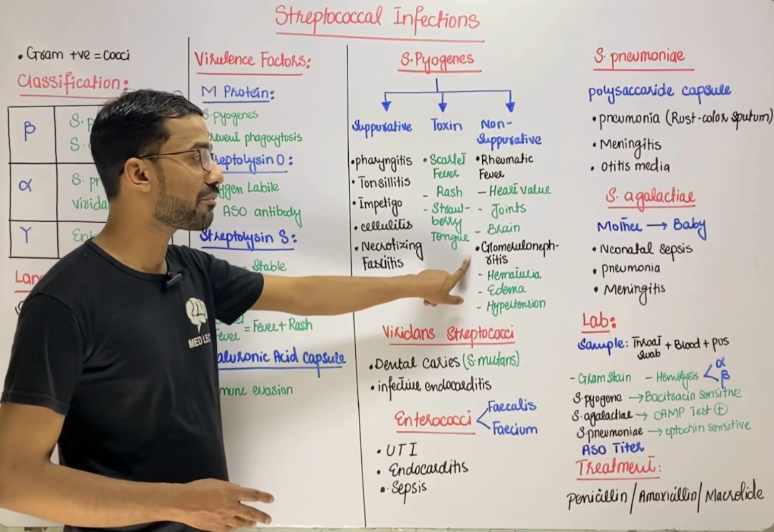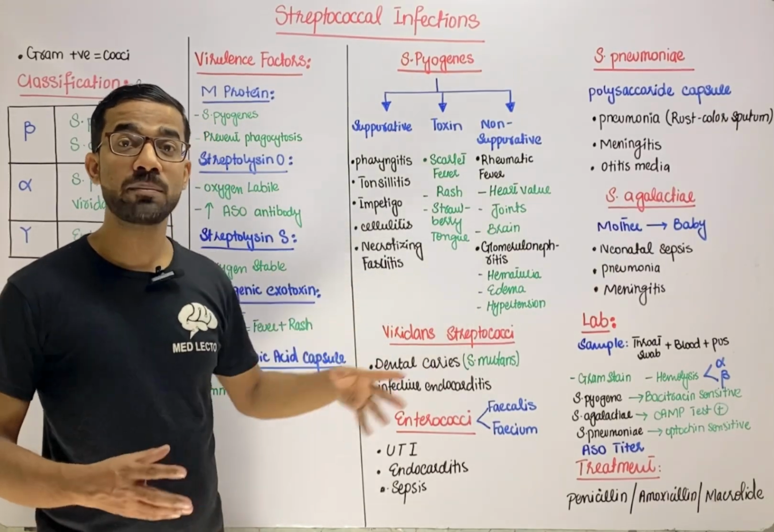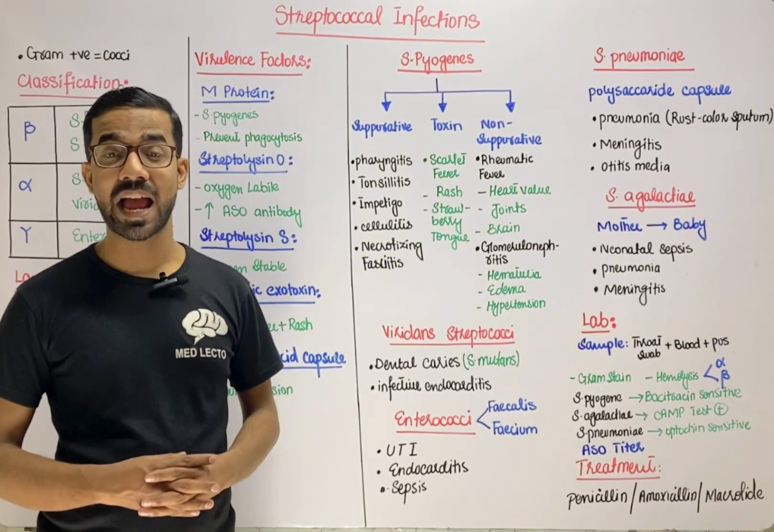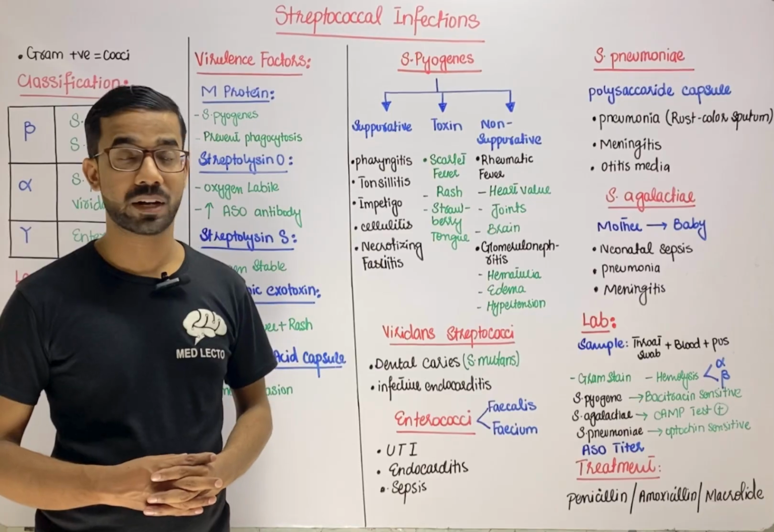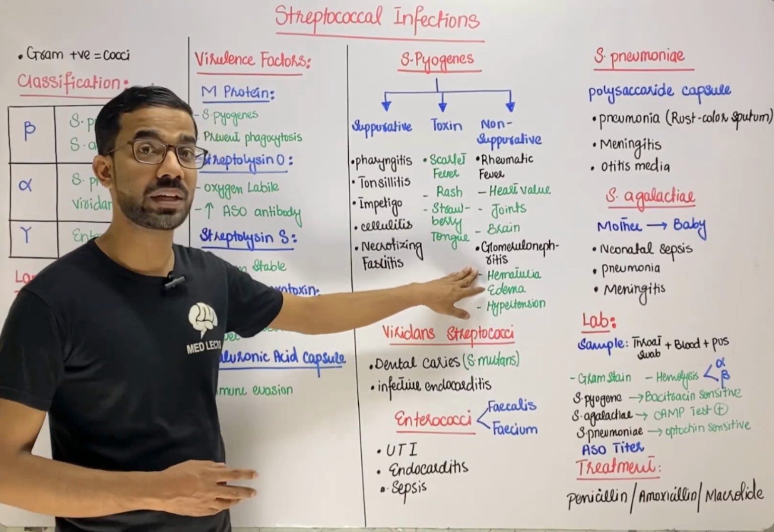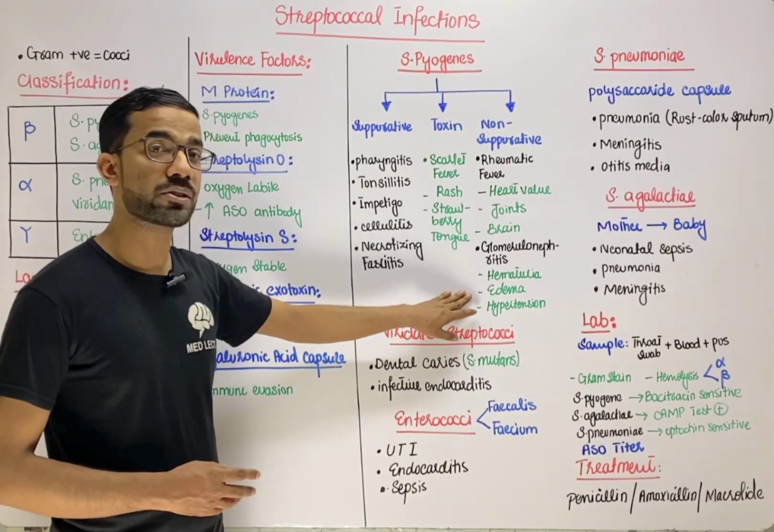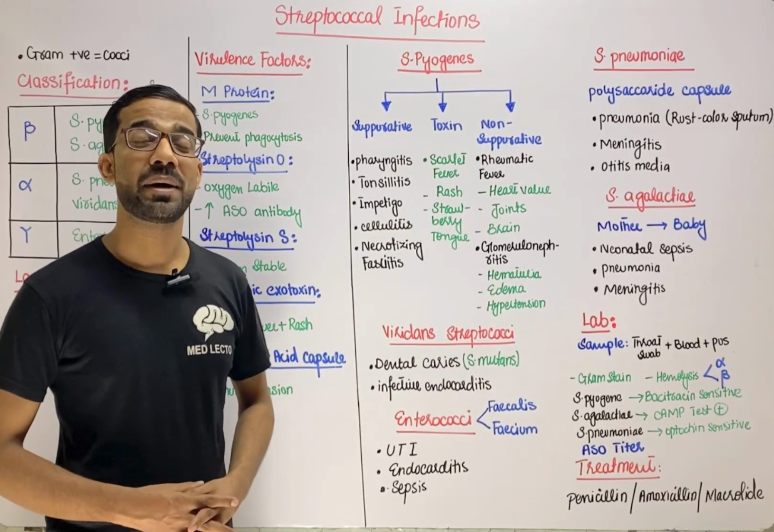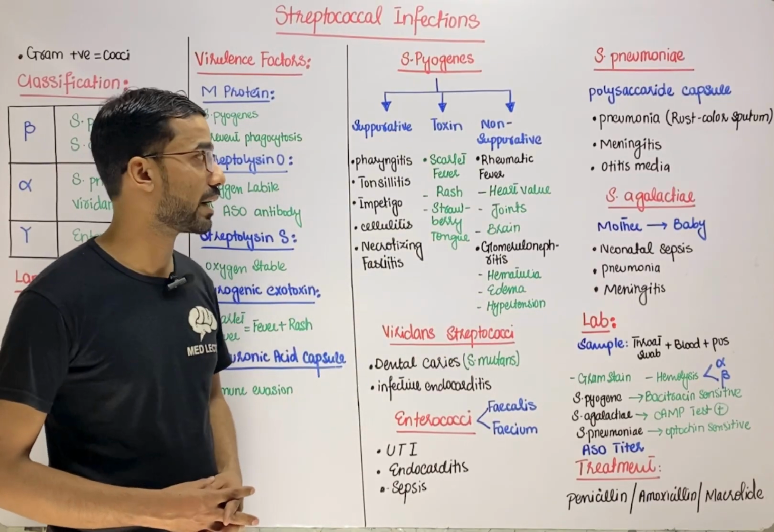Next, glomerulonephritis. Again, the antibody antigen complex will deposit in the kidneys, and you will see the three most important manifestations. In that case, hematuria, blood in the urine. You can also see edema, and you can also see hypertension. So these are the manifestations related to glomerulonephritis.